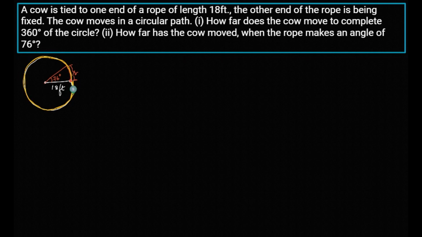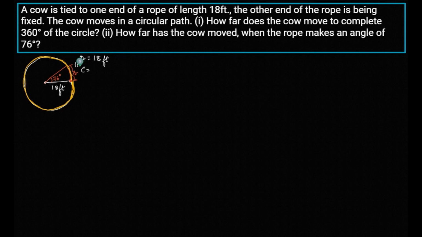So first let us write down the given data, that is the length of the rope, which is equal to the radius of the circle, which is equal to 18 feet. And they have given here that the cow moves in a circular path, and we have to find out how far the cow has moved to complete 360 degrees. That is, we have to find out the circumference of the circle for the first question.